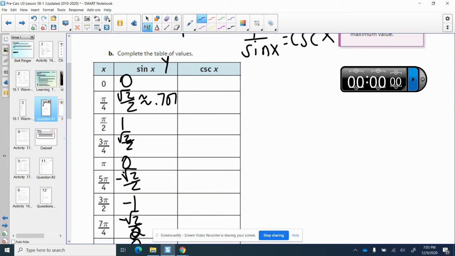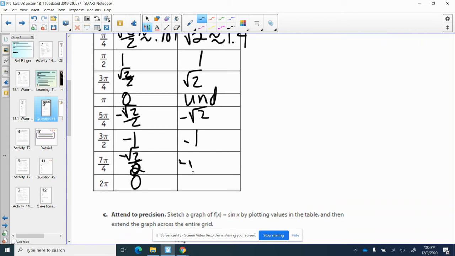Now, cosecant, on the other hand: if we're doing 0 divided by 1, now we're doing 1 divided by 0, so this is undefined. And then the reciprocal of square root of 2 over 2 is 2 square root 2 over 2, which is just the square root of 2, which is approximately 1.4, which we'll need a little bit later. Reciprocal of 1 is 1, and then again we have square root of 2, undefined, negative square root of 2, negative 1, and then as we move down, negative square root of 2, and undefined.